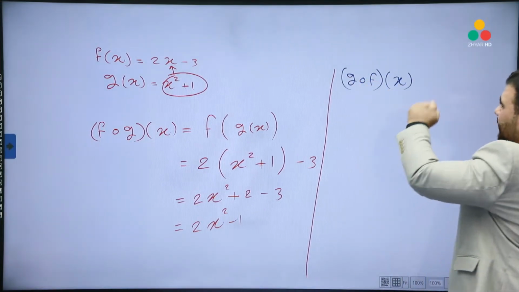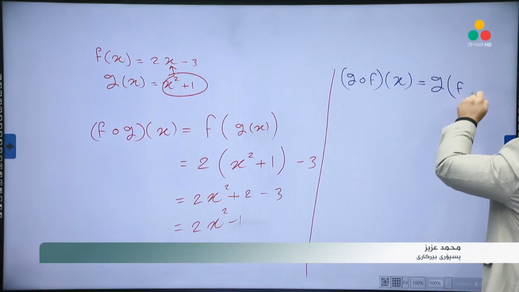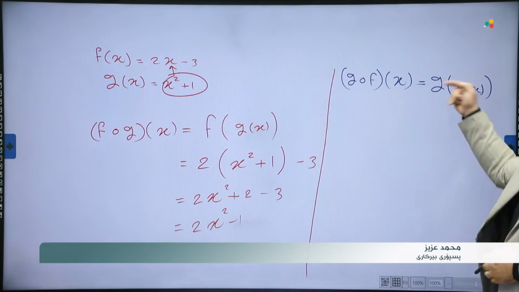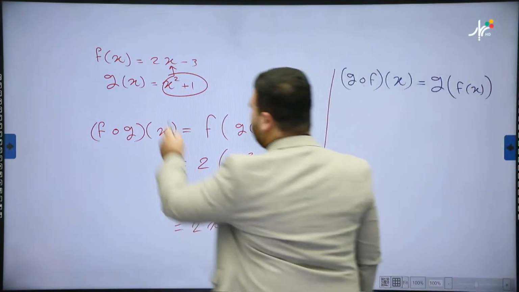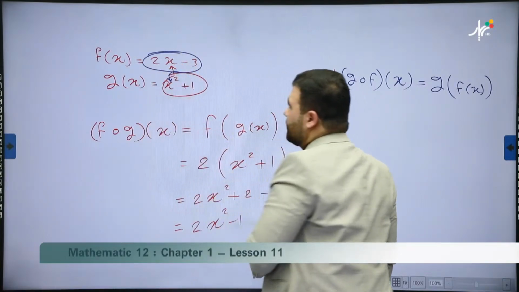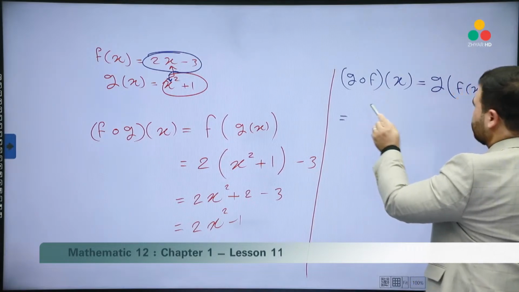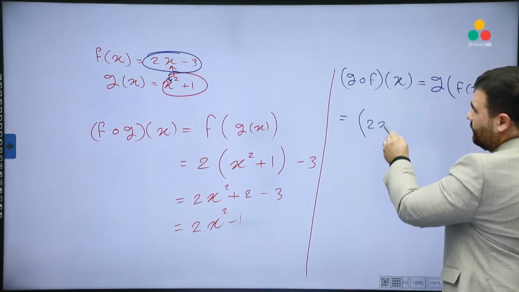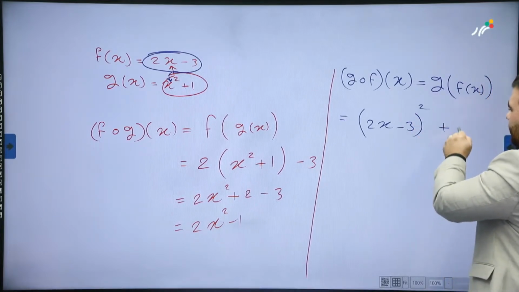This means put f in g. So I'm going to write like this. g of f(x) means put the function f(x) completely into function g in place of x. This time I'm going to write 2x minus 3 in place of this x. Then it's going to be like this. g is x squared. Instead of x, I have (2x minus 3) squared plus 1.